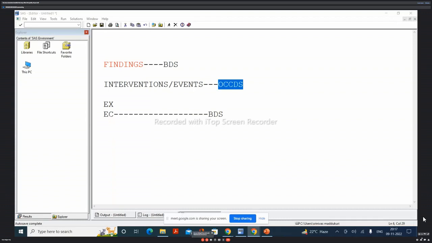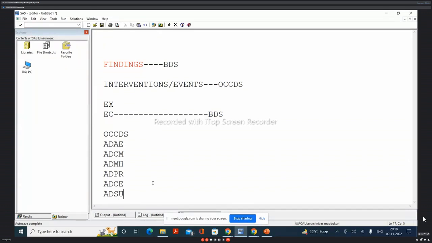So they kept OCCDS separately as a new classification. Most of the time, what comes under OCCDS? The most important OCCDS dataset that we have is ADAE. Next important is ADCM, then we have ADMH, and we have ADPR for procedures. ADCE, clinical events, is not so important. And ADSU, substance use, also supports OCCDS.